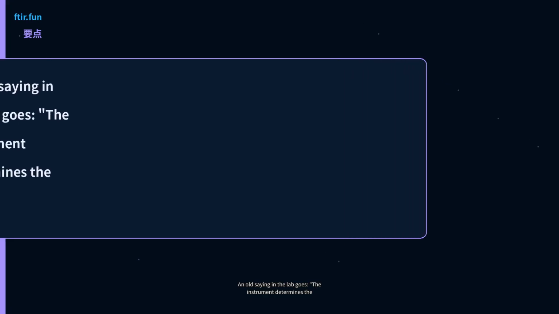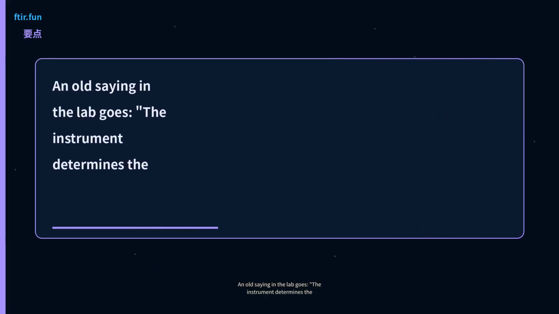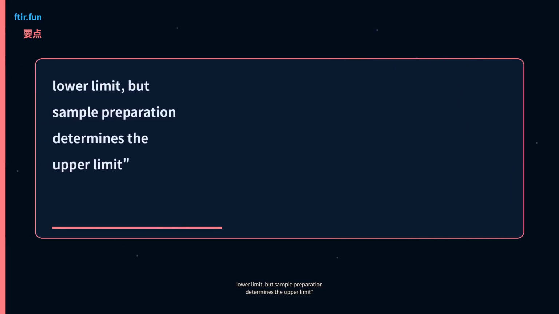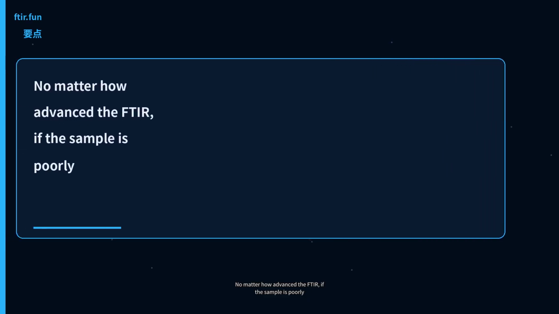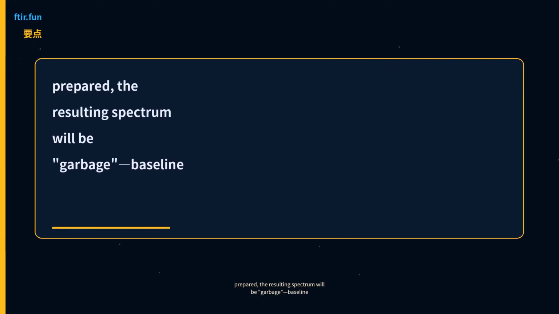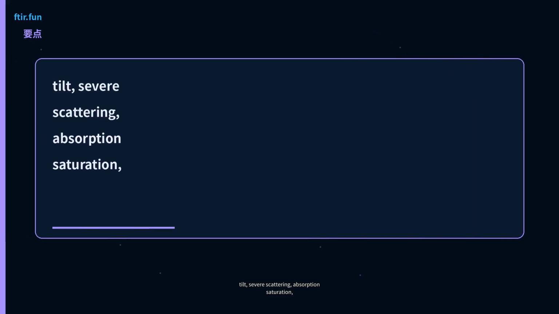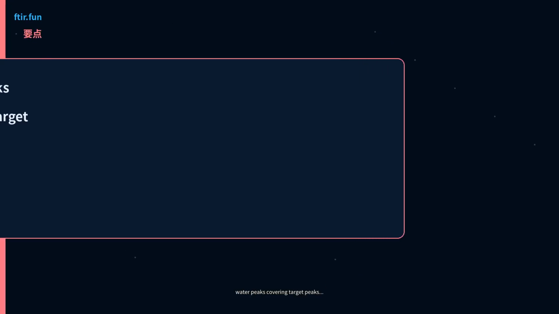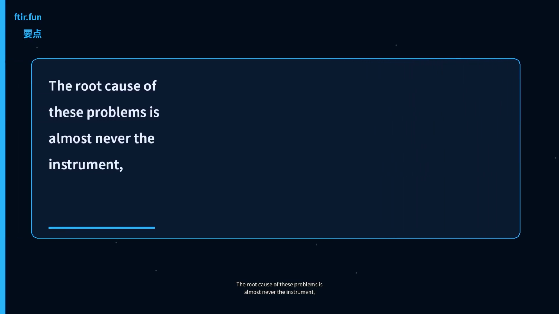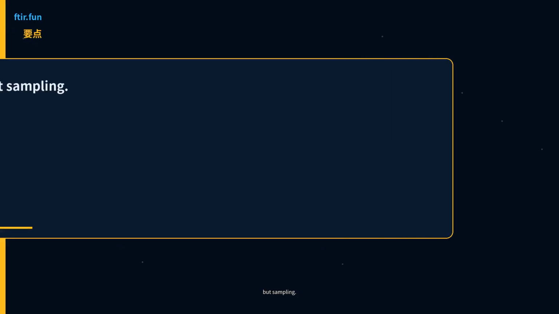An old saying in the lab goes, the instrument determines the lower limit, but sample preparation determines the upper limit. No matter how advanced the FTIR, if the sample is poorly prepared, the resulting spectrum will be garbage: baseline tilt, severe scattering, absorbance saturation, water peaks covering target peaks. The root cause of these problems is almost never the instrument, but sampling.